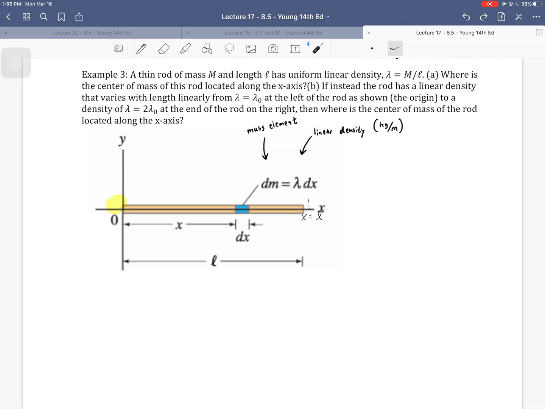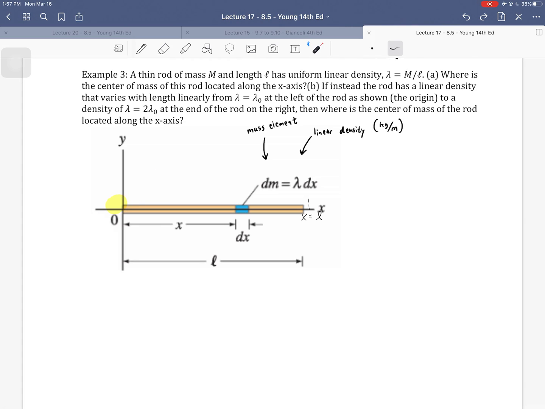The first thing, let's take some labeling into account here. You see here that I have labeled that dm is the mass element. And we have a Greek letter here, sigma. This represents linear density. That's a good fit for this type of problem because it's a rod. Although the rod would have dimensions in y and perhaps into the page in the z-axis, we don't care about them because it's symmetric.